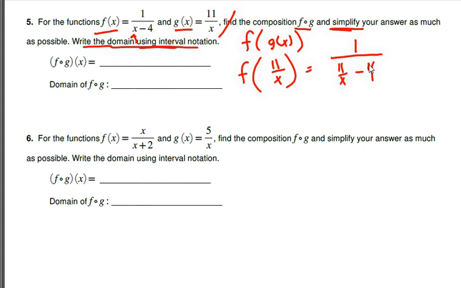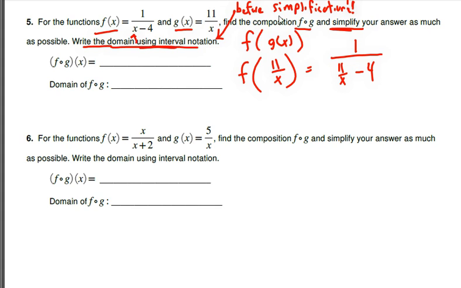So that's kind of interesting because I have a fraction of fractions. I've got a big fraction, 1 over this thing, and then I've got another fraction over here, 11 over x. And the thing is that neither one of those denominators can equal 0. So I'll start with this smaller fraction right here.